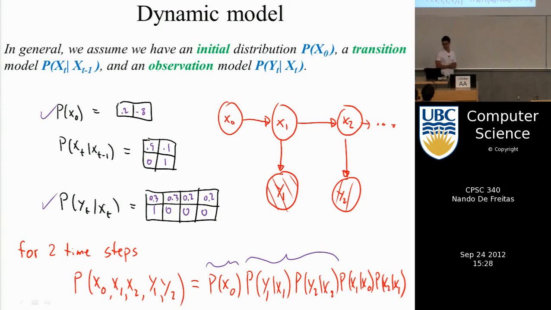Okay, so something like that. And each of those guys is the same. Okay, so P of, this is for all T. For all T. So it is true for T equal 1 and for T equal 2. We use the same numbers for each P of YT given XT.